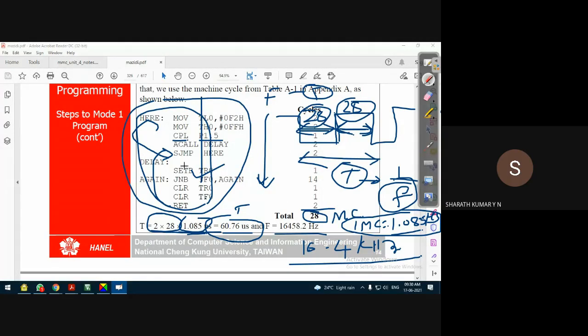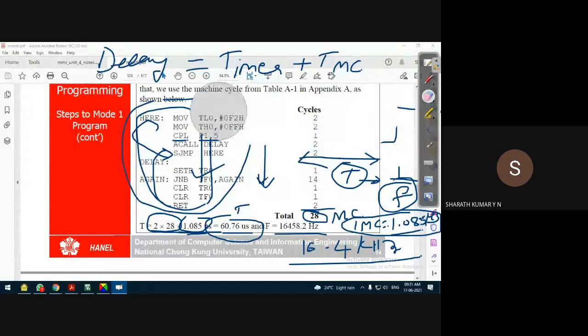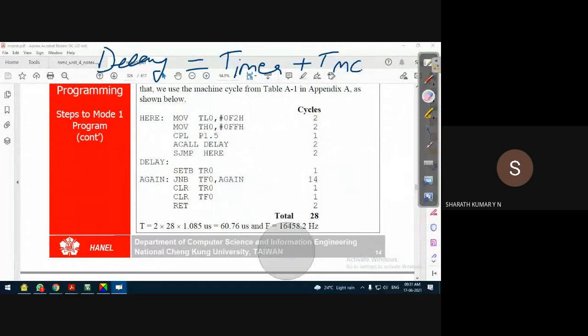So the actual time generated by this program is due to the timer. Actually it is not the time, it is a delay generated by the timer. One part is due to the timer, and another is due to the machine cycles, the time required to execute the instructions. Let us say, for example, this delay was approximately 5 milliseconds. The timer generates a 5 millisecond delay.